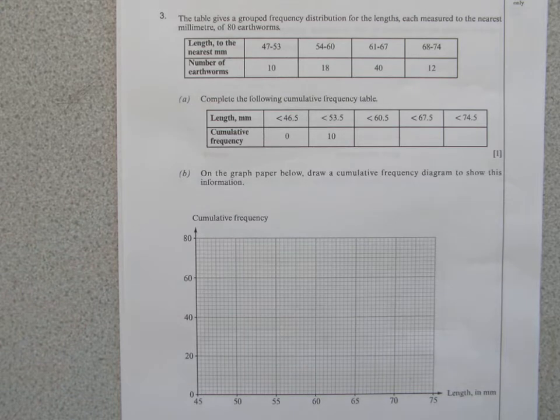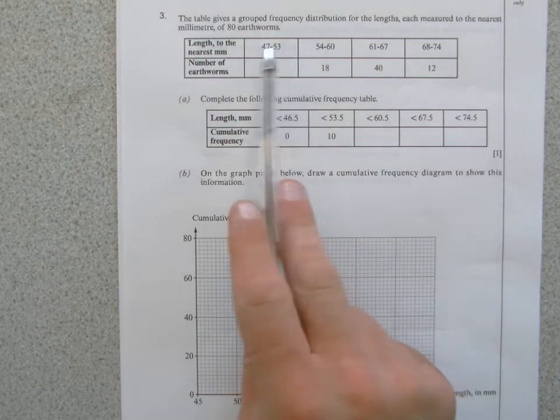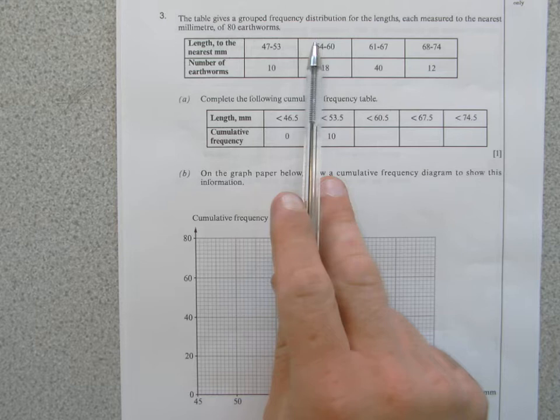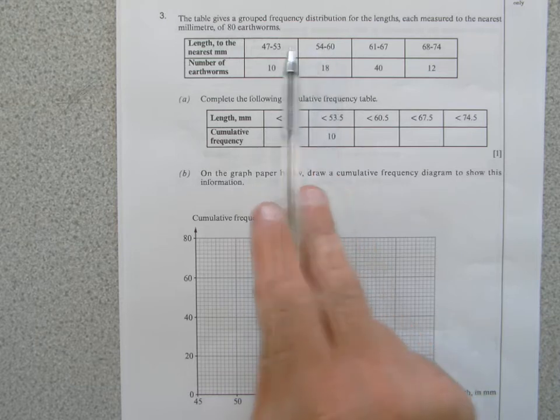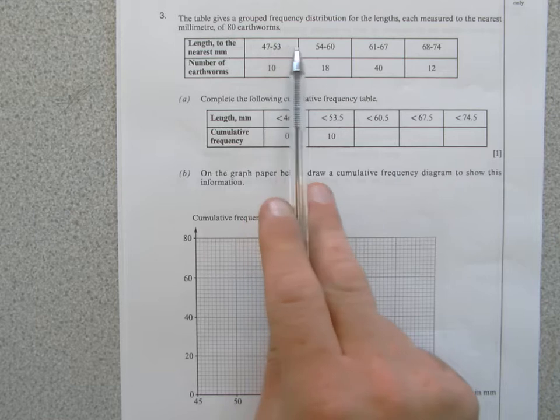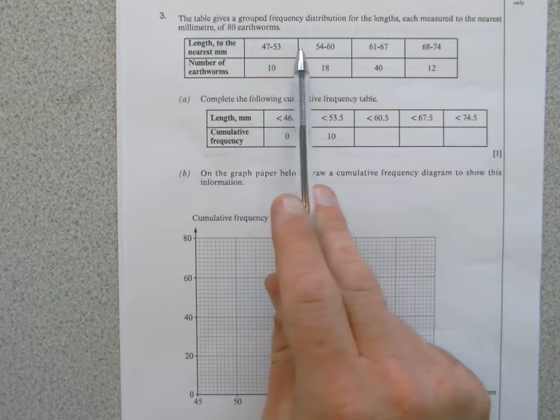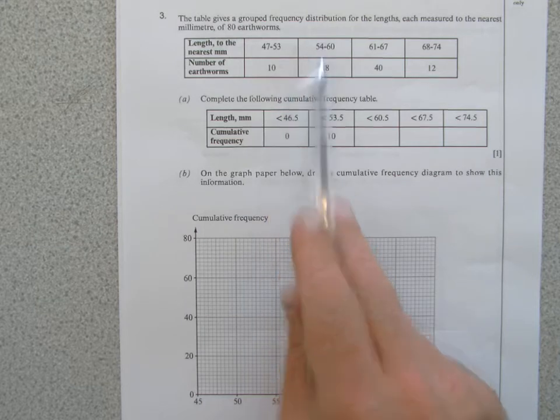Question 3, the table gives a group frequency distribution for the lengths, each measured to the nearest millimetre, of 80 earthworms. If you look here, there is a gap, 47 to 53 millimetres, and then it suddenly goes to 54 to 60, and there is a gap. But remember, because it's to the nearest millimetre, it's rounded, yeah? So if it was 53.5 or less, it would be in this group. If it was 53.5 or more, it would be in this group here, okay?